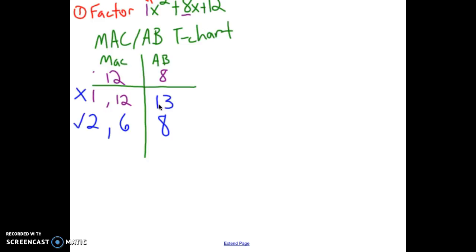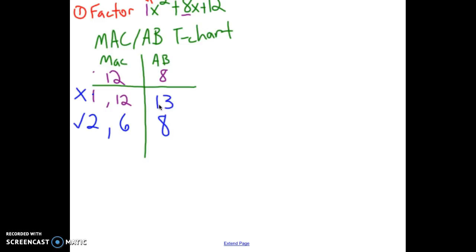Now sometimes you might have to manipulate the negatives and think that way, but this is the process. You start with 1, if that doesn't work, try 2. If that doesn't work, try 3. If that doesn't work, try 4. Go down the line. I need to see that process, the guess and check process. So I have found my factors.